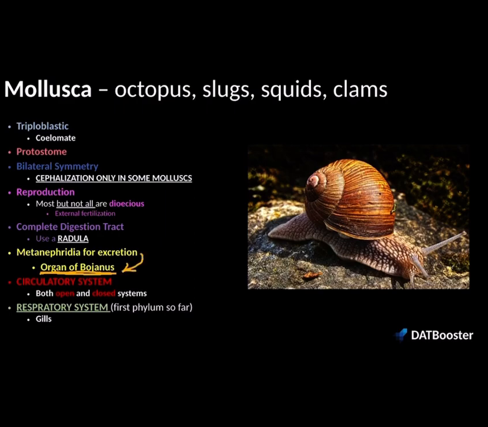So you might see either or on your DAT. So just know that metanephridium in mollusks is the same thing as the Bojanius organ. That's it. Okay, moving along, let's talk about the circulatory system.